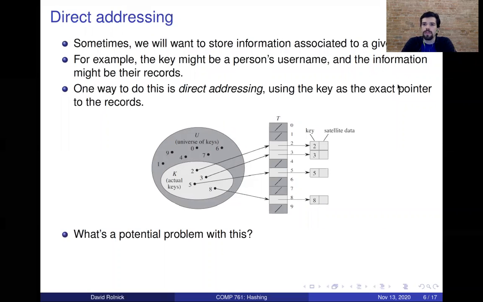What's a potential problem with this? There are no potential overlaps, at least assuming that all the usernames are different. Yeah, you could have two people with the same username, but let's assume that you don't. You set up your system so that two people are always going to have different keys.